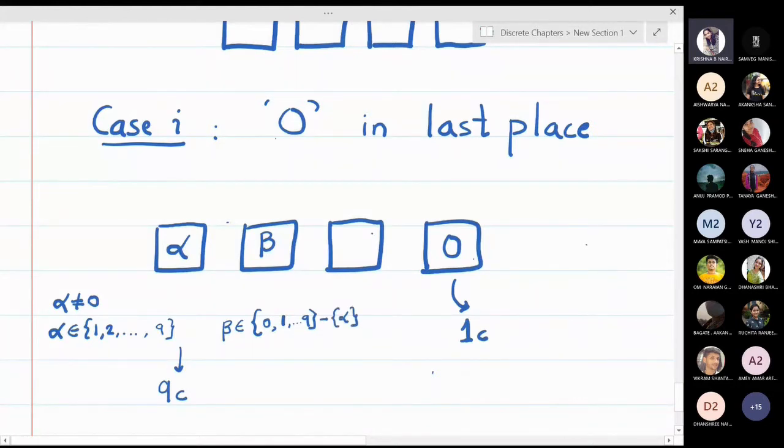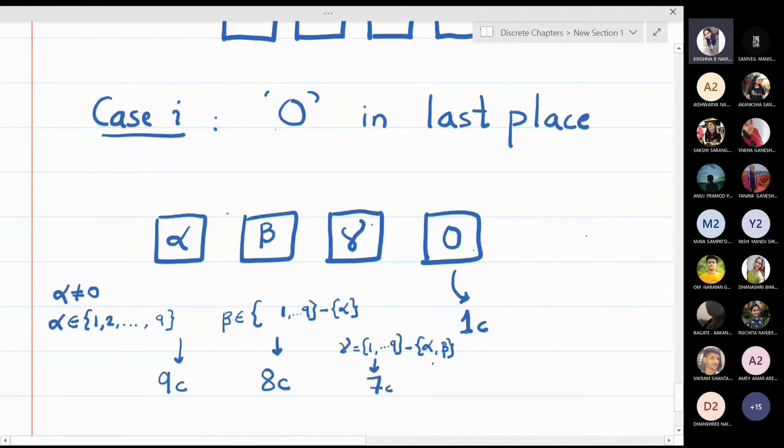Now, I'm sorry, I cannot take beta equal to zero because zero is already taken in the last place. So I have to remove zero also, otherwise zero will get repeated. So beta can be a number from 1 to 9 except alpha, and therefore beta has only 8 choices. And the third number, which I'm writing gamma, can be a number from 1 to 9 except alpha and beta. Okay, and therefore we have only 7 choices to choose the number gamma.